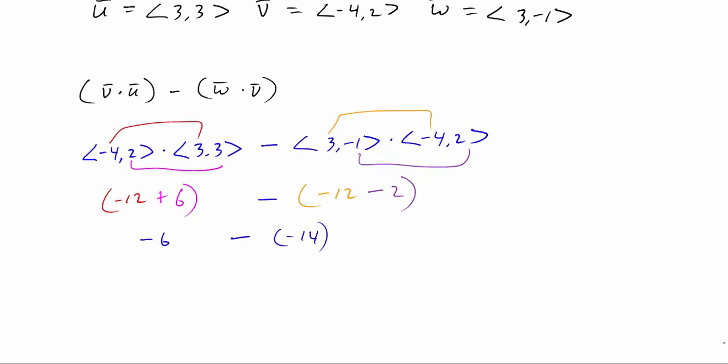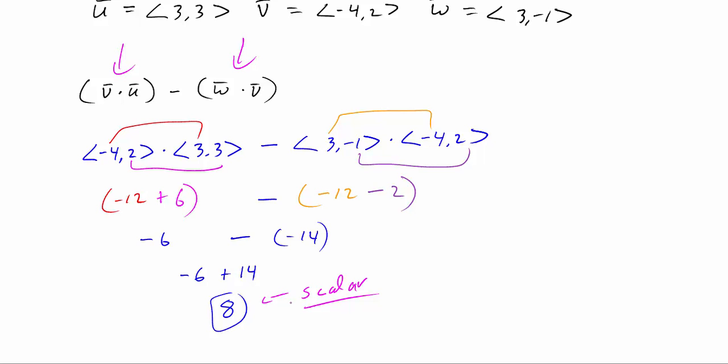But now we have the two negatives, negative 6 minus a negative, so it's negative 6 plus 14, which is equal to 8. And once again, the answer is a scalar. Now, that makes sense that it's a scalar because if we look up here, v dot u is going to give you a scalar, and then w dot v over here is going to give you a scalar. So we have a scalar minus a scalar, so therefore your answer would simply be a scalar.